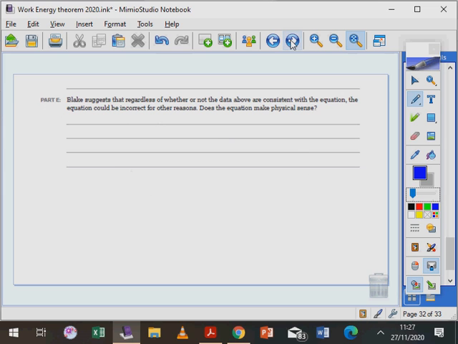Blake suggests that regardless of whether or not the above data are consistent with the equation, it could be incorrect for other reasons. Does the equation make physical sense? So Blake wants to give Carlos some props. He says it's 2mg divided by h, right?